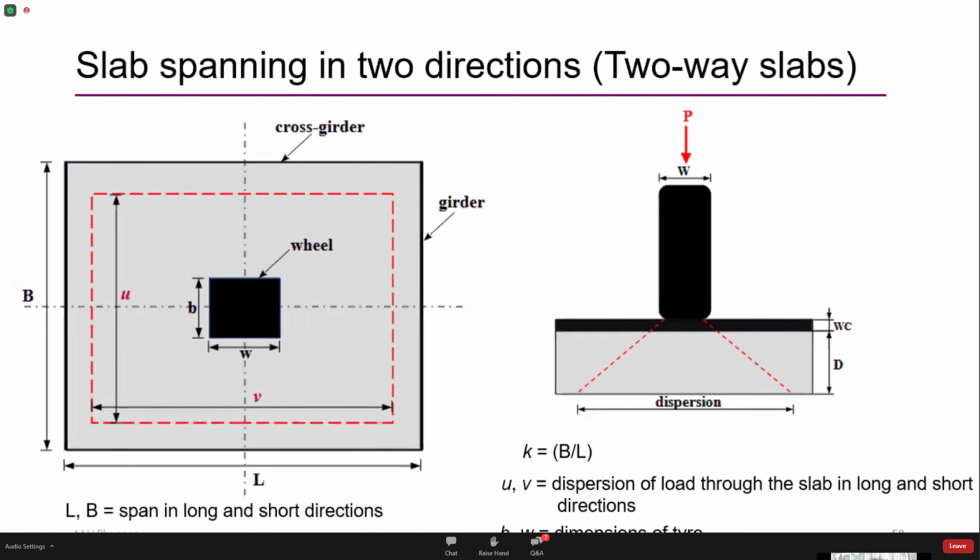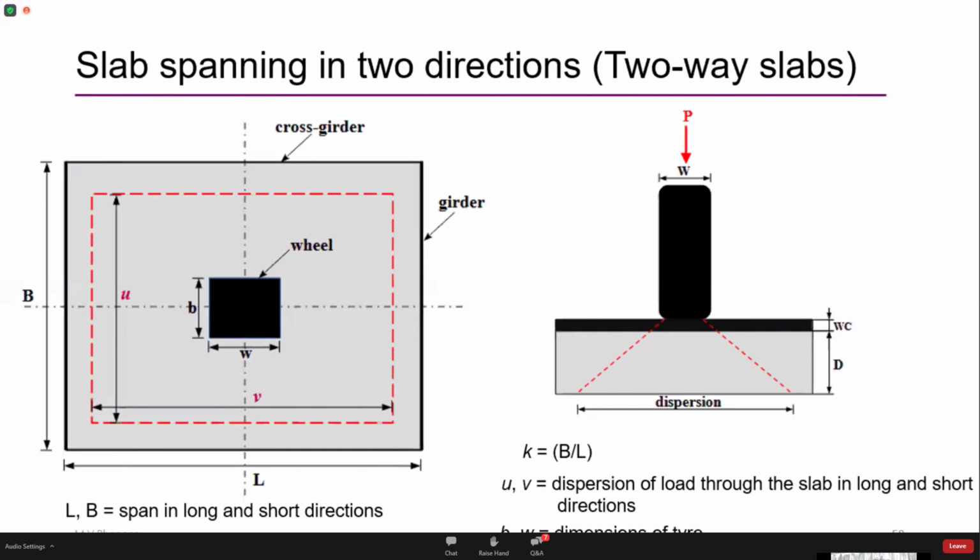Other than that, we have two more notations, u and v. We have seen earlier that when a load is placed on the deck slab, the load gets dispersed through the thickness of the slab. So the dispersion lengths are given as u and v. When the load disperses along the length, it is going to be v. When the load disperses along the width, it is going to be u. So u and v are the dispersion of load through the slab in the long and short directions.